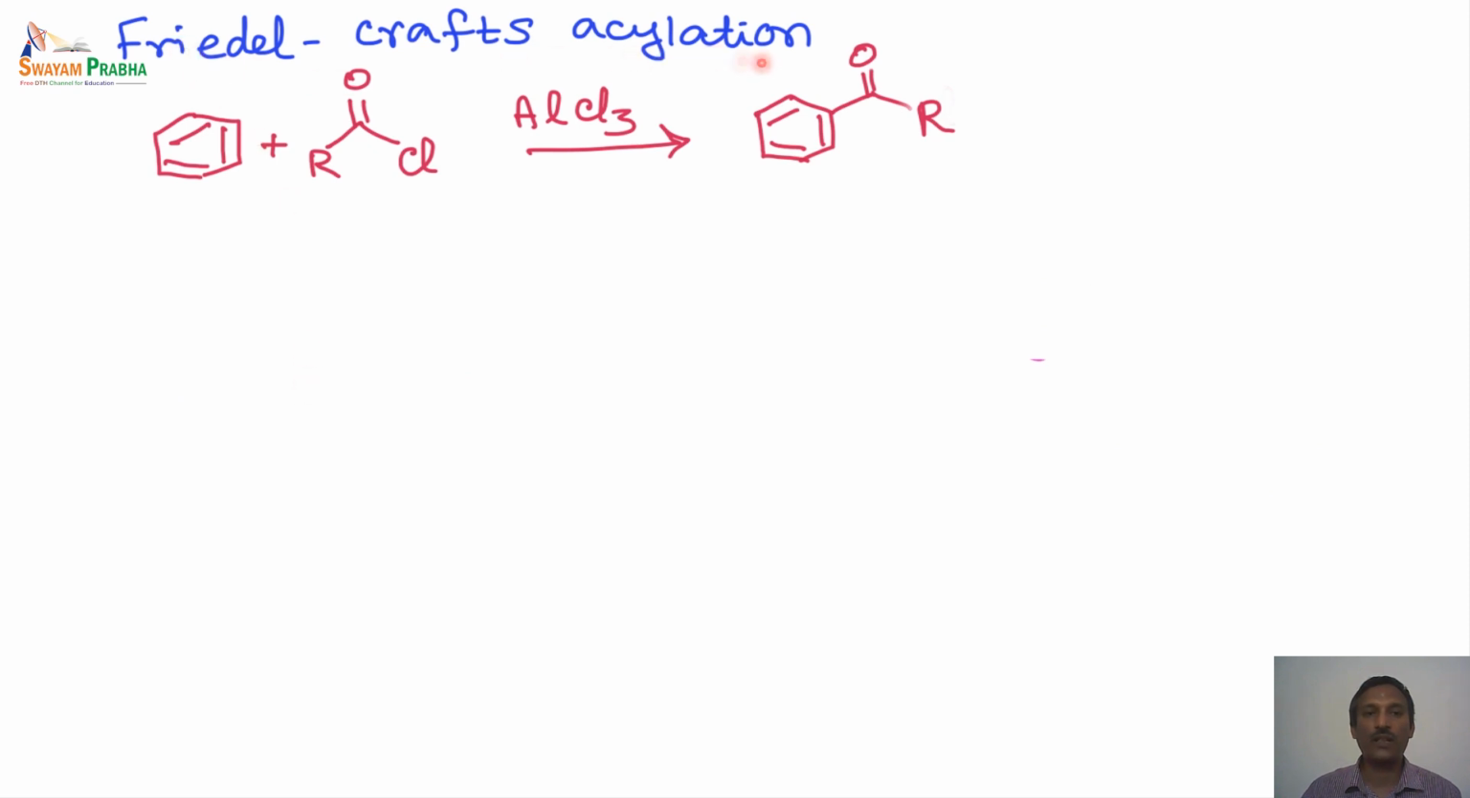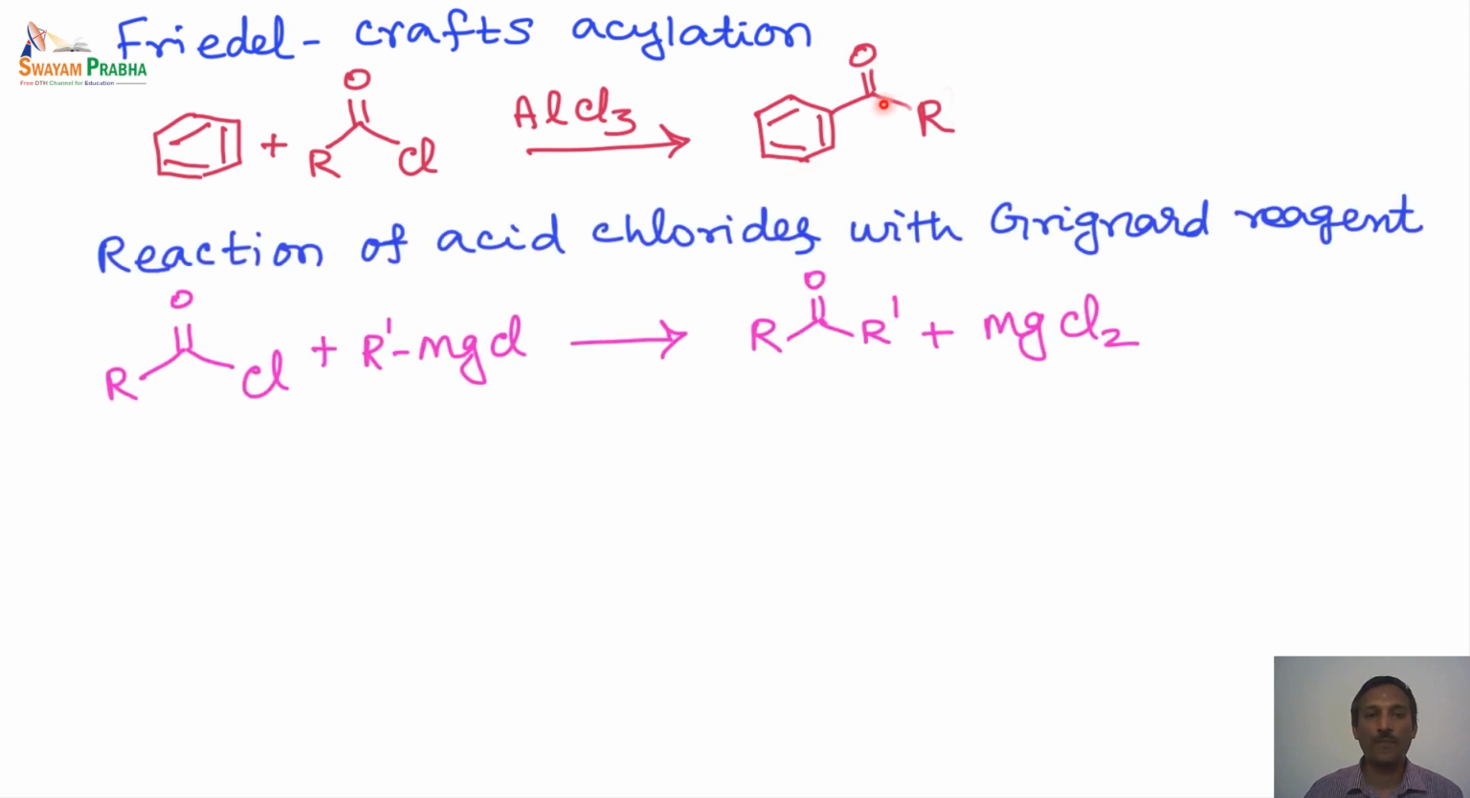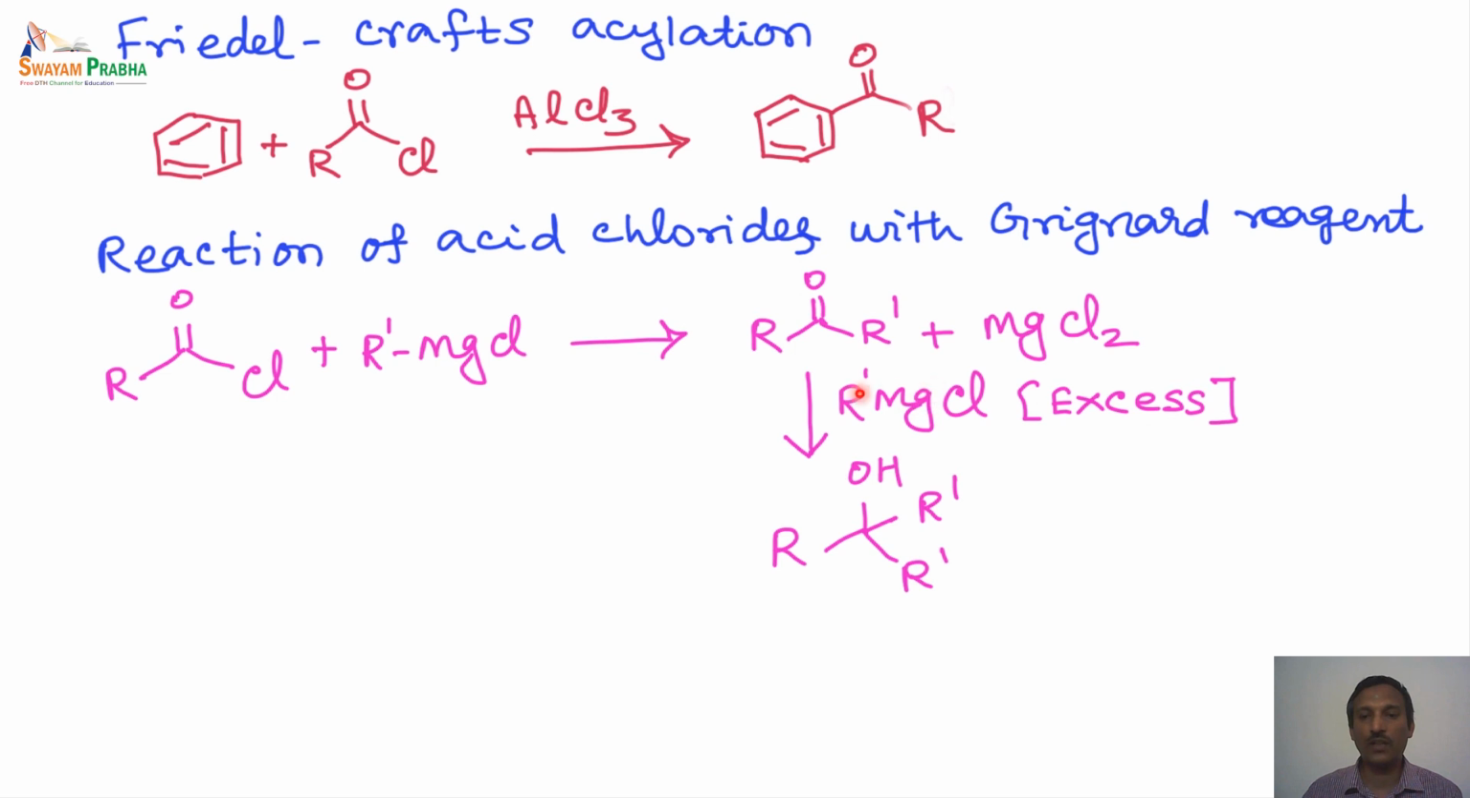And the next one is the Friedel-Crafts reaction. The Friedel-Crafts acylation of aromatic systems in the presence of AlCl3, that is a Lewis acid, produces acylated benzenes. And the reaction of acid chlorides with the Grignard reagent produces ketones as the first product. If we are using excess of Grignard reagent, then it leads to the formation of tertiary alcohols. In this case, there are two alkyl units which come from the Grignard reagent. Whatever alkyl magnesium halide we are using, both alkyl groups are introduced into the tertiary alcohol.